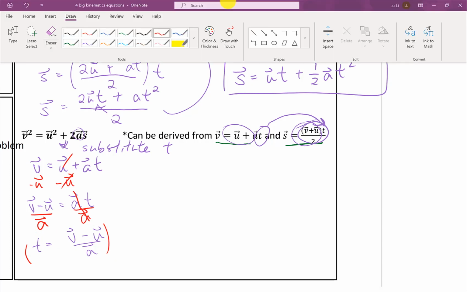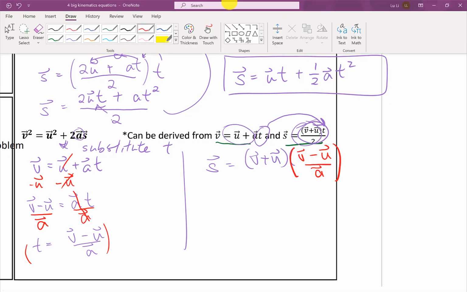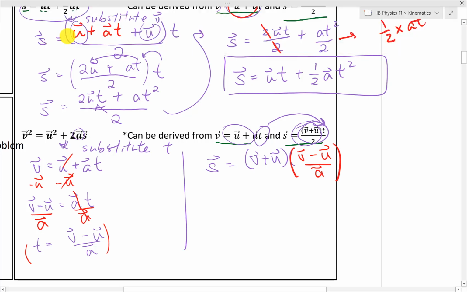I get, as a result, on this side of the equation, s is equal to v plus u times the time, and that's where I substitute everything, v minus u divided by a. And I'm also going to separate a few things out so it's a little bit easier on the eyes. So here I can put the 2 here at the bottom, and I can write it like that. That's fine. It's just one side of the equation multiplied by the other side.